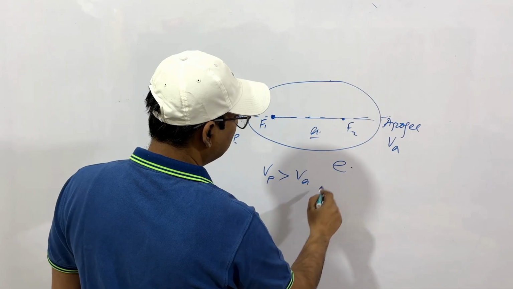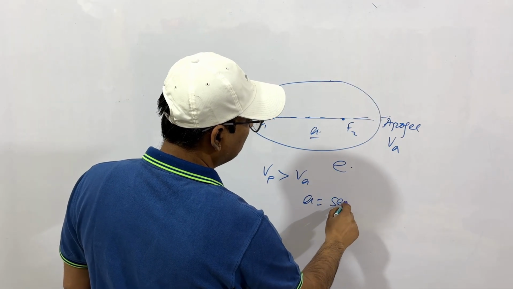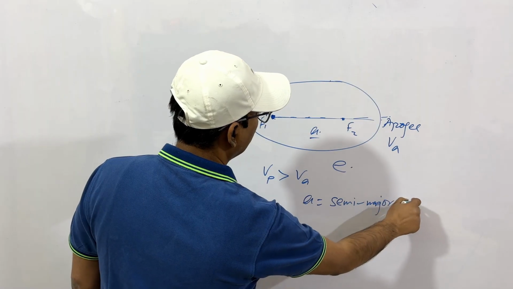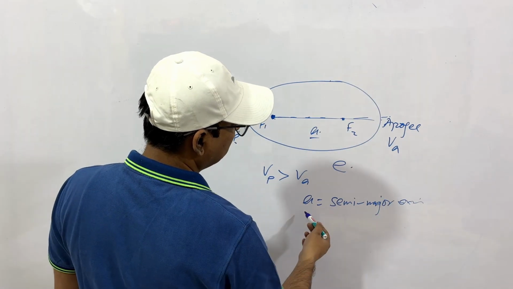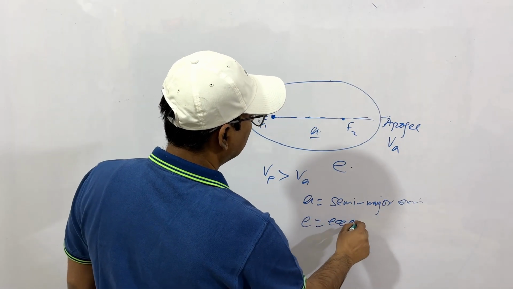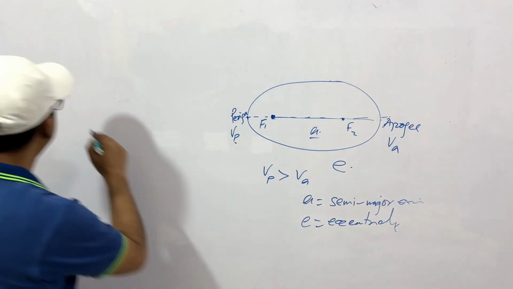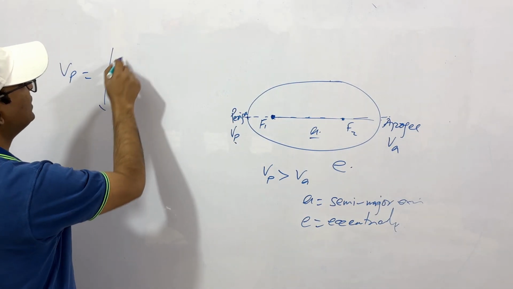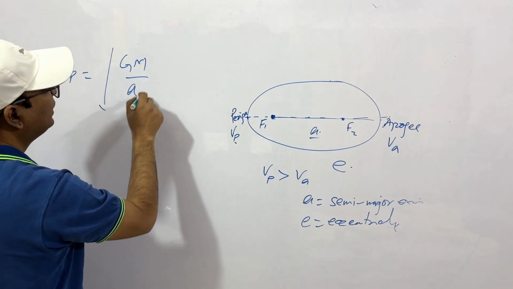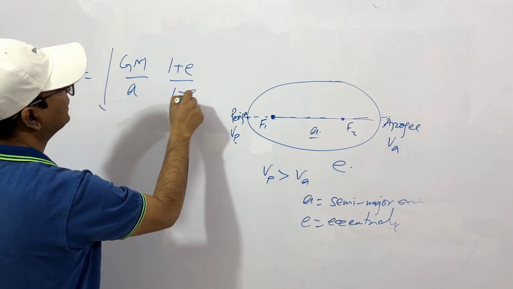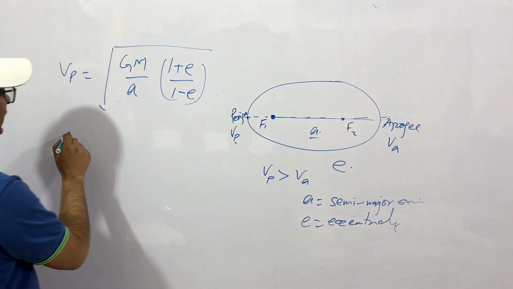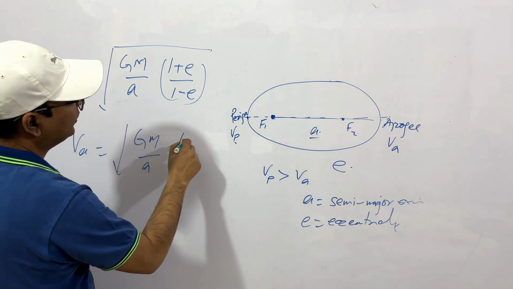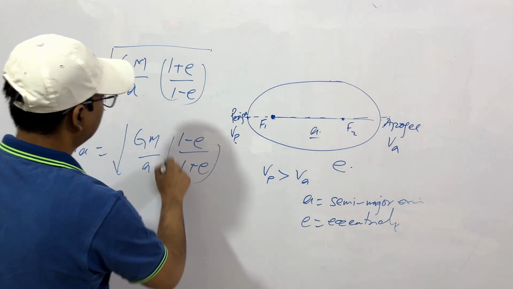So let's say A is the semi-major axis, and E is eccentricity. Then I'm giving you the expressions: Vp, that is the velocity at this point, is root over GM by A times (1 plus E) by (1 minus E), and VA is root over GM by A times (1 minus E) by (1 plus E).